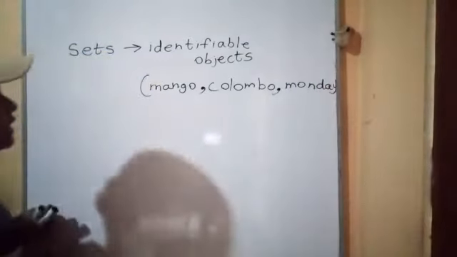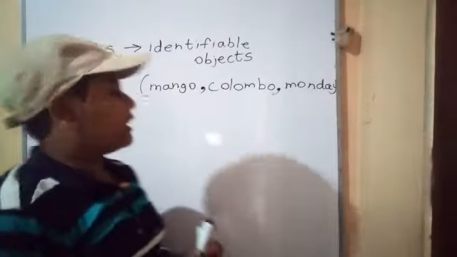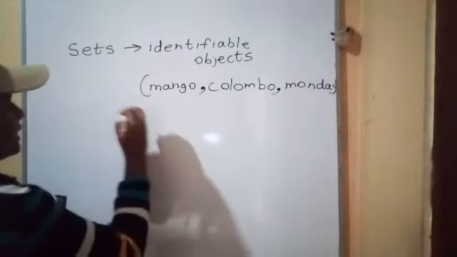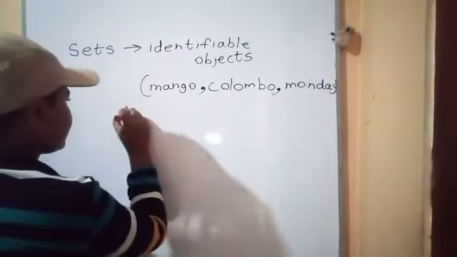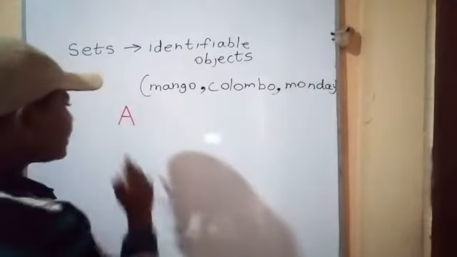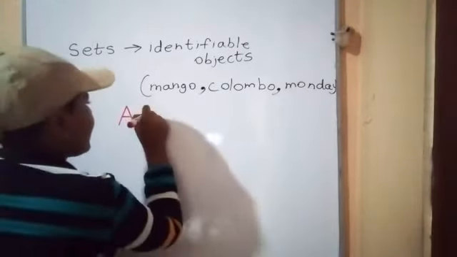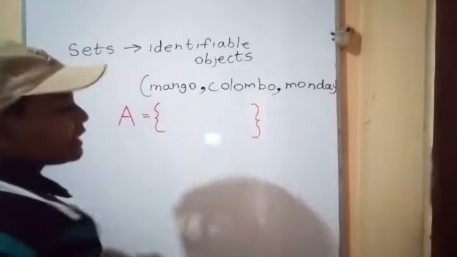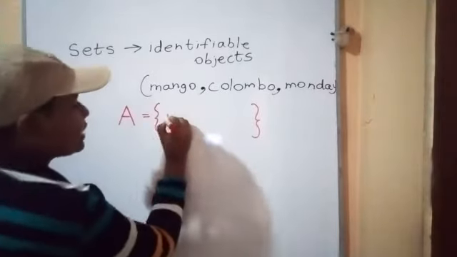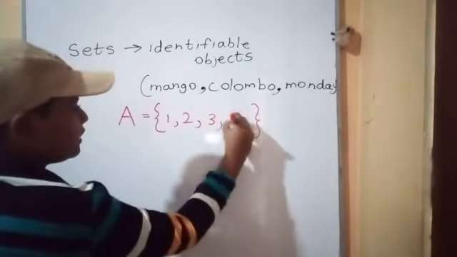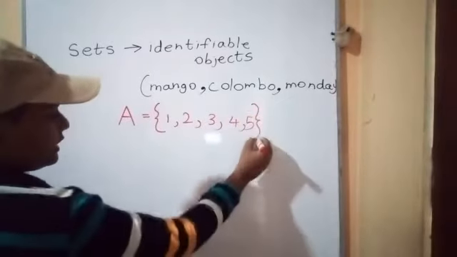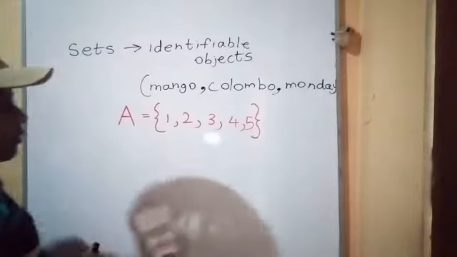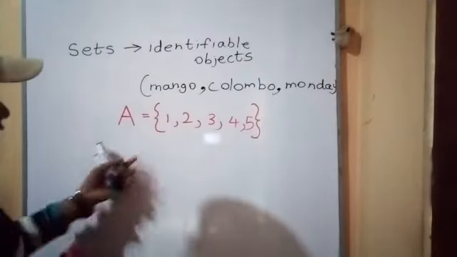Now you can convert these into a set. A set has parts. You give it a name, keep an equal mark, and then the curly brackets. In the curly brackets you can write 1, 2, 3, 4, 5 like that. These are the curly brackets, and these are the elements. Now you can say this is a set.